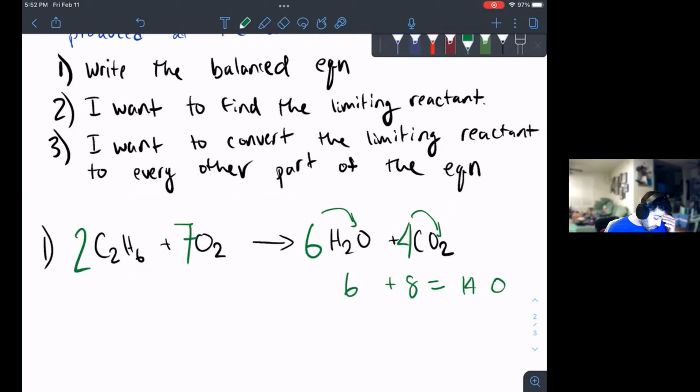So here's my balanced chemical equation. 2 ethane plus 7 oxygen reacts to form 6 water and 4 carbon dioxide. So with that, number 1 is done.